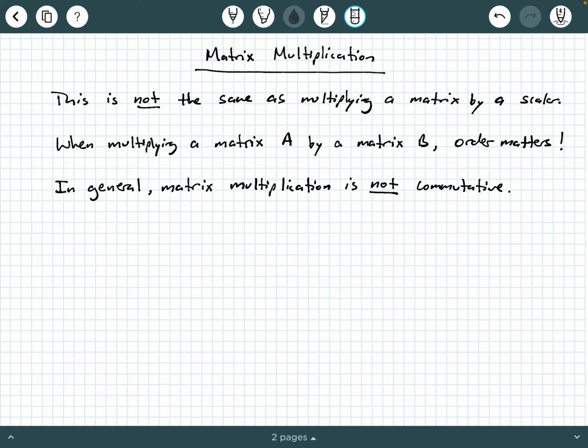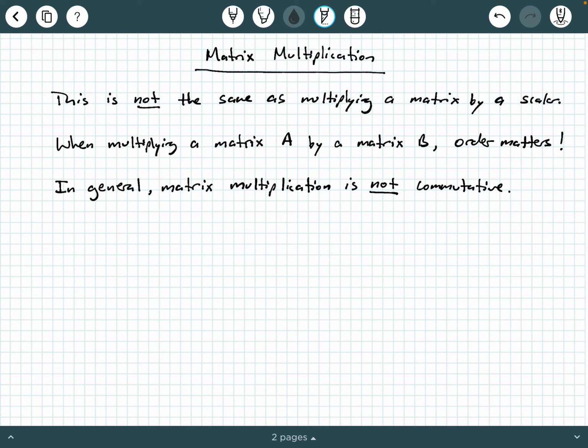So to get started, we need to remember that matrix multiplication is not the same thing as scalar multiplication. This is not the same thing as multiplying a matrix by a scalar, like I talked about in one of my other videos. So that's one of the key things that's important here.